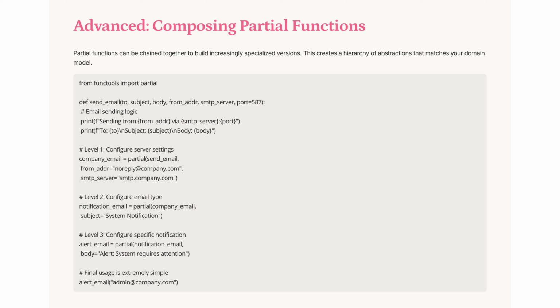Partial functions can be composed to create specialized versions, forming a hierarchy of abstractions. Using functools.partial, you can configure server settings, email types, and specific notifications. For instance, alert_email is a specialized function that sends alerts to admin@company.com with predefined server and email settings, simplifying complex operations into manageable steps.